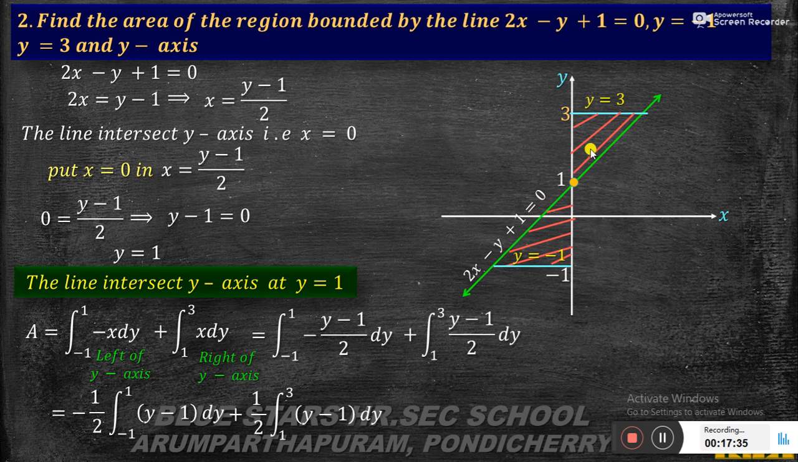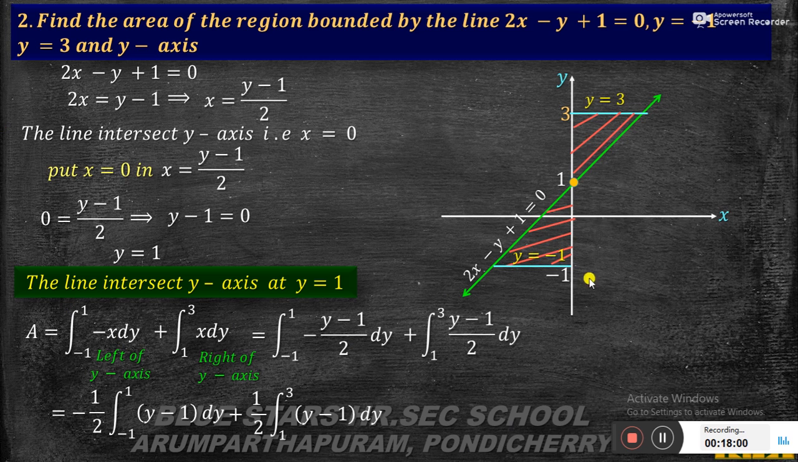So we draw the line, and next y equal to minus 1, here the line is parallel to x-axis. Next y equal to 3 is parallel to x-axis. Now therefore our portion is this one. This is our region of the line. So the line intersects the y-axis at y equal to 1. So next, now we will calculate the area.